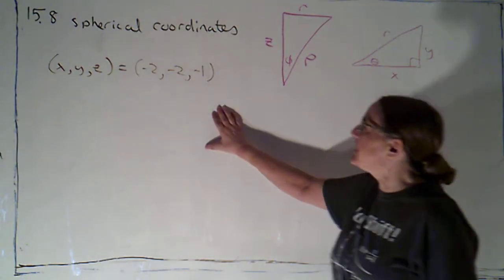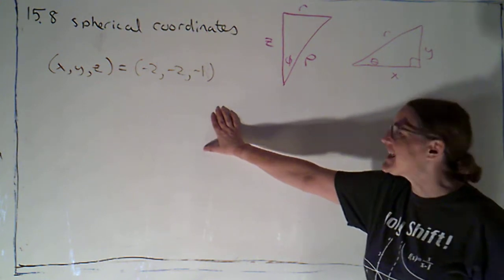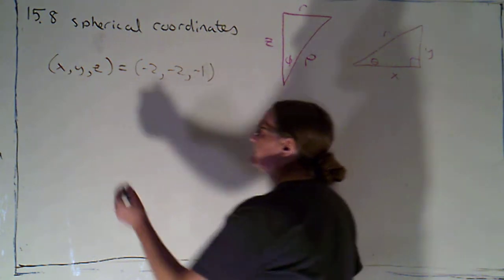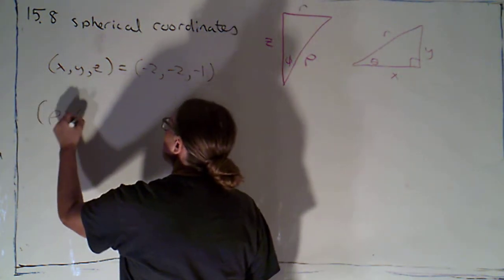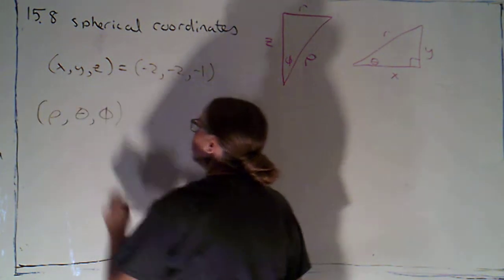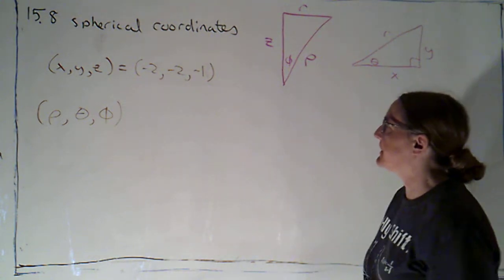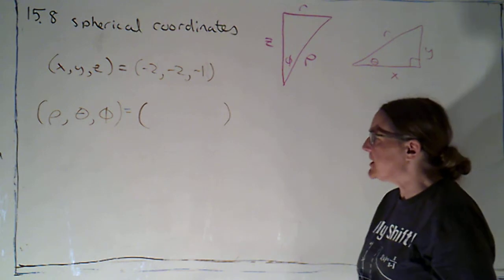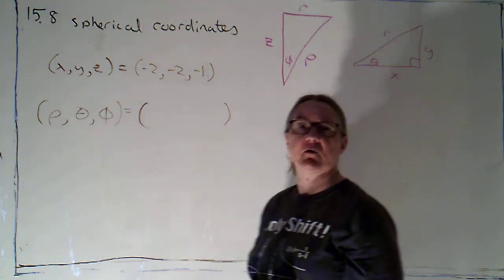We're continuing to explore our spherical coordinates. I want to start by just taking this point that I gave us in rectangular coordinates and figuring out what rho, theta, and phi would be. I think probably the simplest one to figure out is rho, because that's simply the distance from the origin.